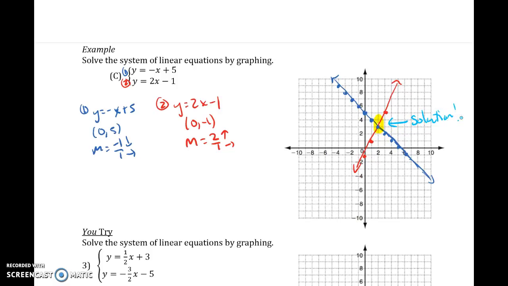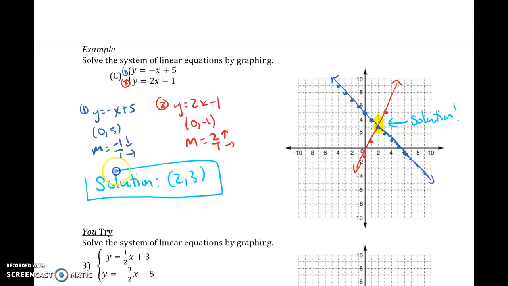So make sure you don't just point it out on the graph to me, but actually write it down. So give me the ordered pair. So the solution will be this point, 2, 3. I want to see the answer as an ordered pair, please. And also I want to see your graphs. So don't just leave them as dots, but actually connect the lines and show me the point of intersection.